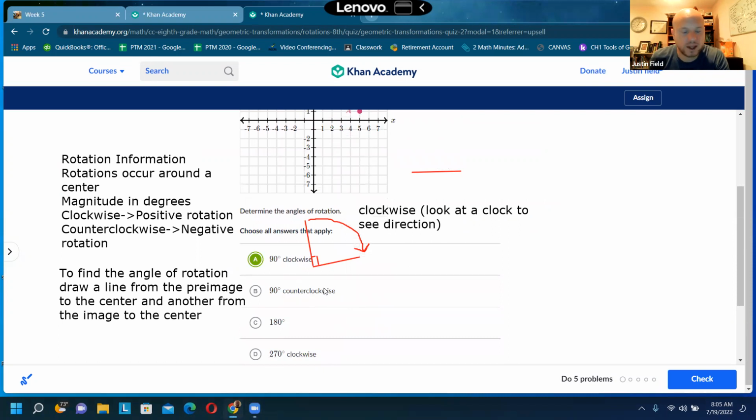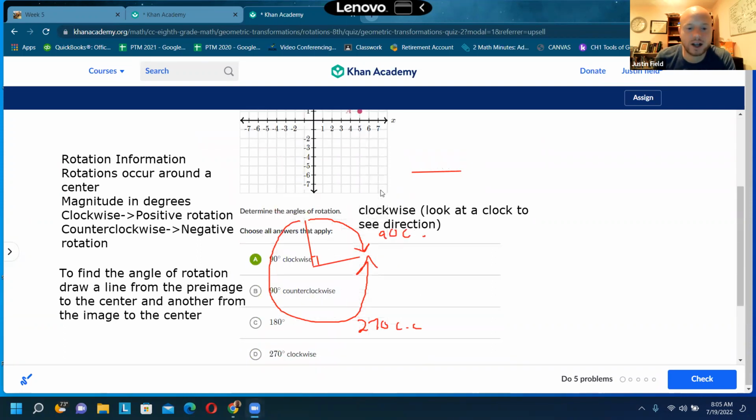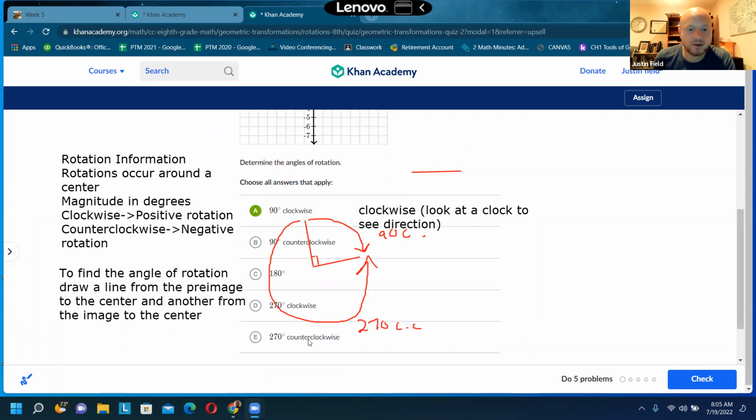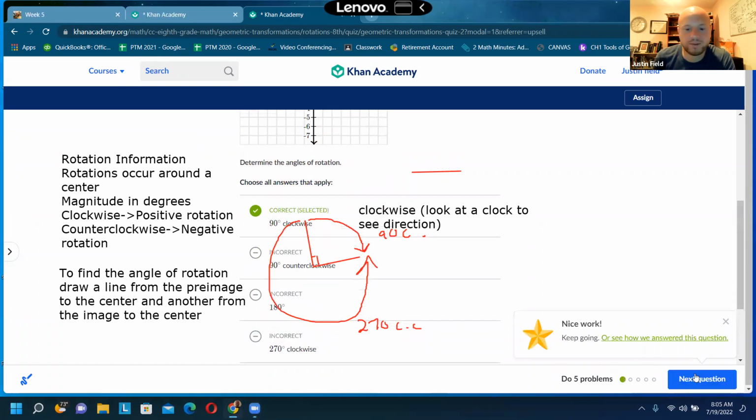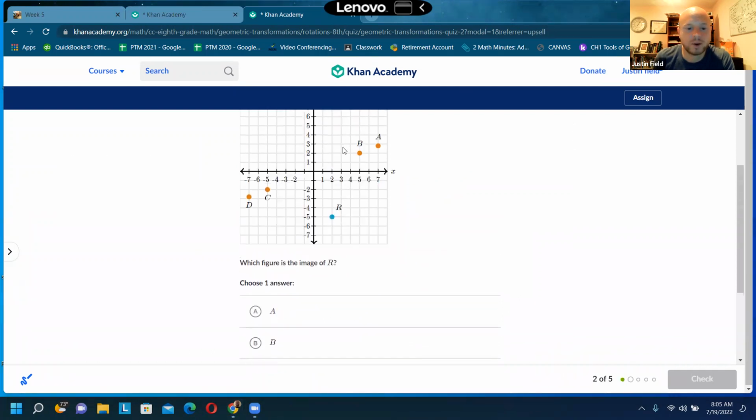-90 degrees. Or we could say, going the other way. Miss Field, wait, couldn't we go that way? Yes, we could. What would that be? That would be 270 counterclockwise. So it's either 90 degrees clockwise or 270 counterclockwise. And I see that right there. 180 is just 180. Only one thing.